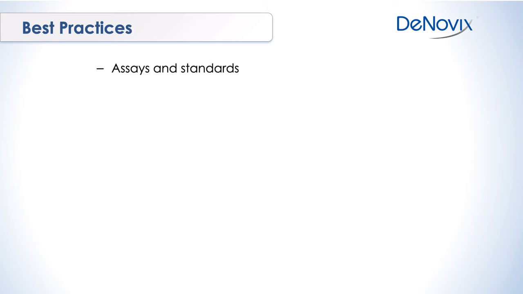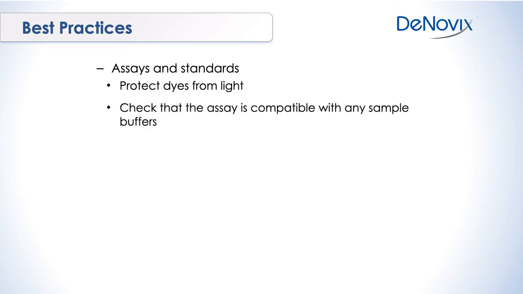So moving on from instrument choices, talk a little bit about assays and the standards that we need. So some of the best practices when we're dealing with assays, it's really important to know that many assays are broken down by ambient light. So you need to protect the dyes from the light, and that is when you store them, when you use them, and with any incubation times, it's a good idea to incubate these assays in the dark, so maybe in a drawer or just covered with foil. It's also worth checking that the buffers that you're using in your samples are compatible with the particular assay.